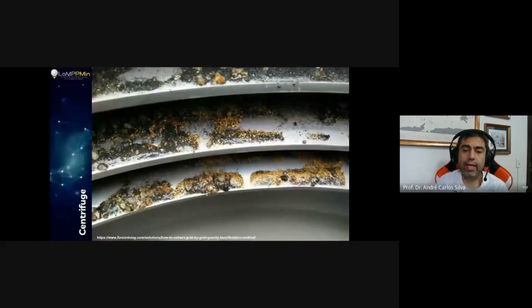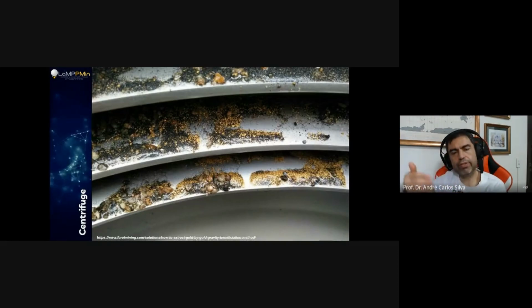Okay, and after some time, depending on what centrifuge you are using, the main tools that we have, but we're not limited only to these two models, are the Falcon centrifuge concentrator and also the Nelson concentrator. Okay, if you're using a Nelson concentrator, then you have to discharge your material. So you have to stop the concentrator, stop feeding it, and then you have to clean it. So it's quite common in Brazil.